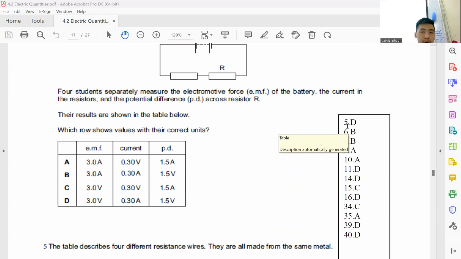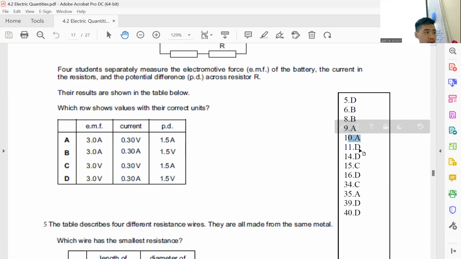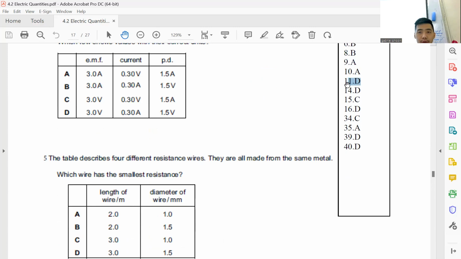Question number 5, the first one is supposed to be donkey. The second one, 6, is supposed to be boy. Question number 8 is supposed to be boy. Question number 9 is supposed to be A. Question number 10 is supposed to be A. And question number 11 is supposed to be donkey here. Most of you guys would get question 11 wrong. I'll explain later. Question 14, donkey. Next page. 14 is supposed to be donkey, guys.